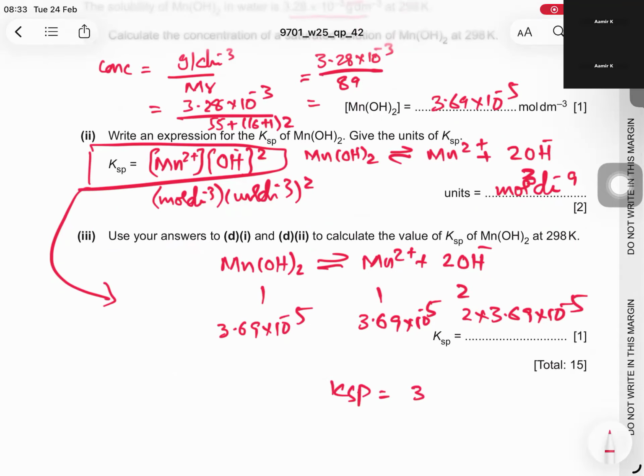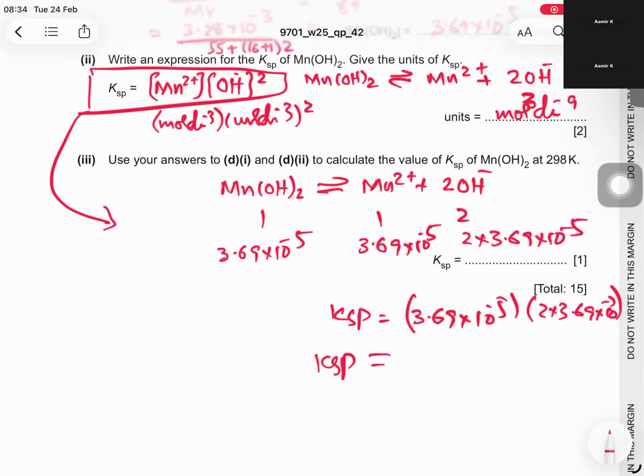Ksp is 3.69 times 10 to the power minus 5 into 2 times 3.69 times 10 to the power minus 5. And if we put them all together, so Ksp would be, sorry, what will Ksp be finally? What will be the Ksp? Minus 13. Yes. So here is the Ksp value, 2 times 10 to the power minus 13. Got it? Okay, next.